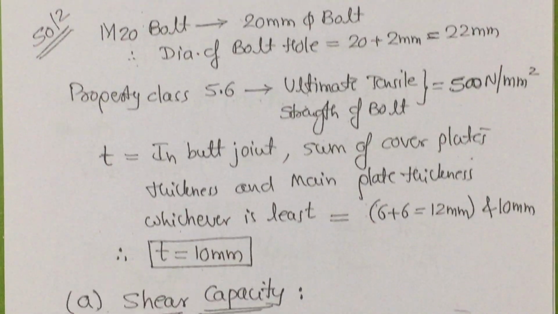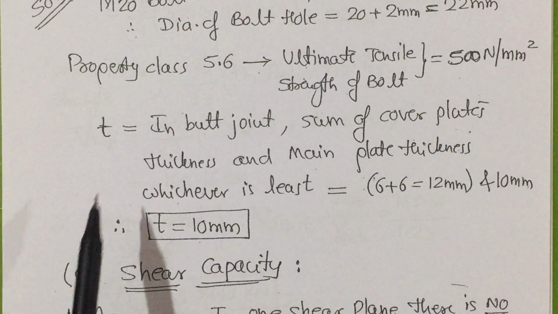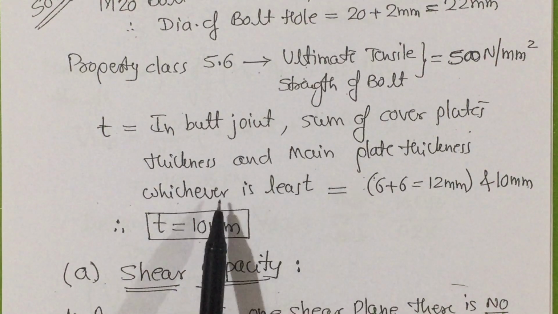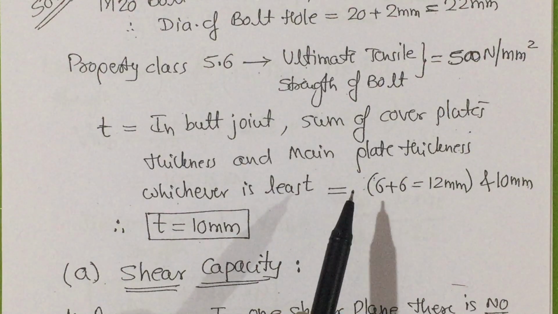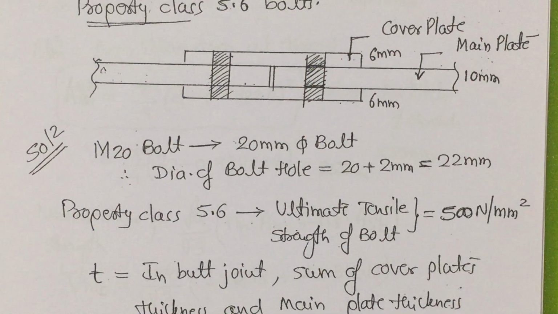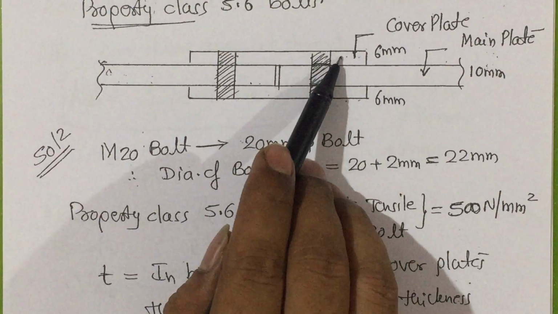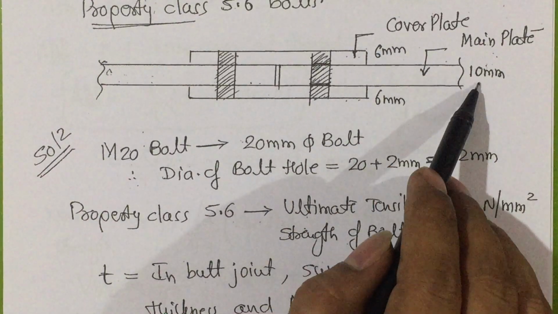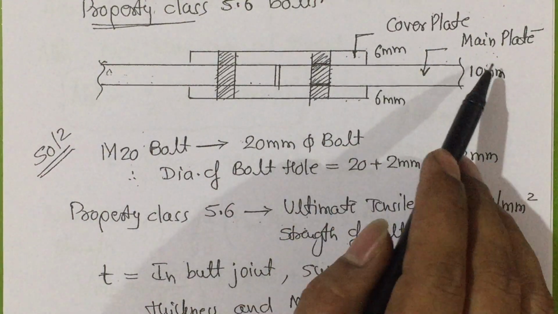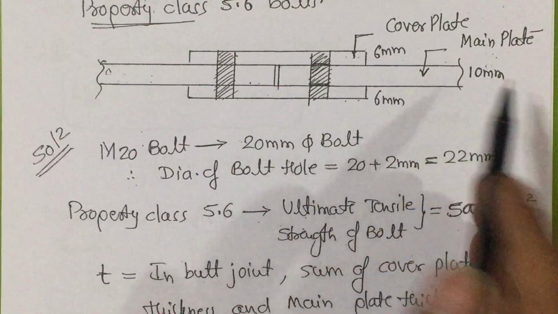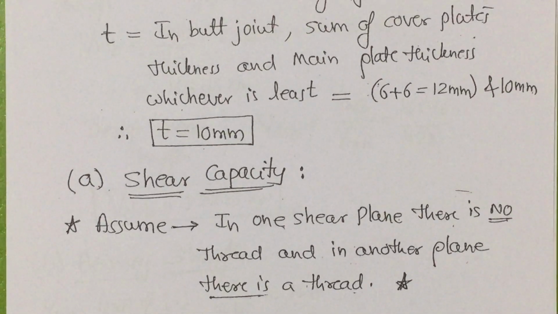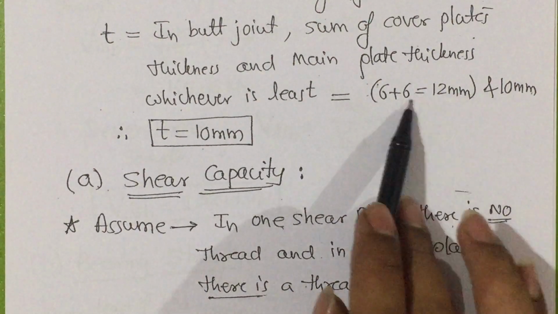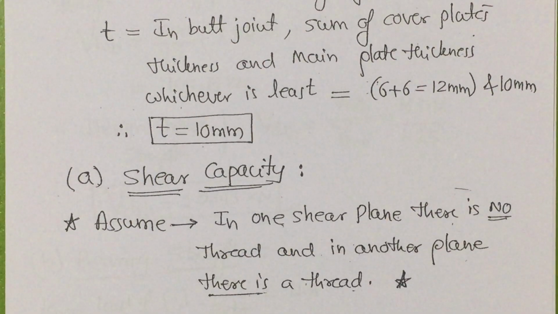Then the thickness: we need to take the least value. In a butt joint, of the sum of the cover plate thicknesses and the main plate thickness, whichever is least we need to take. The two cover plates sum to 6 plus 6, 12 mm, and the main plate thickness is 10 mm. Which one is the least value, 12 mm or 10 mm? So 10 mm. We take the least value, so T will become 10 mm.